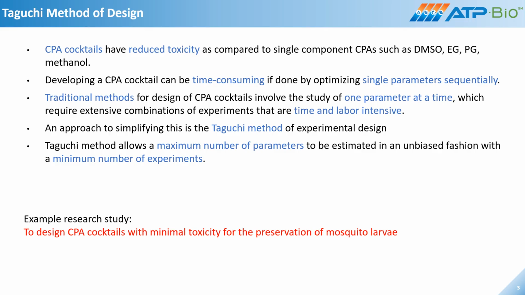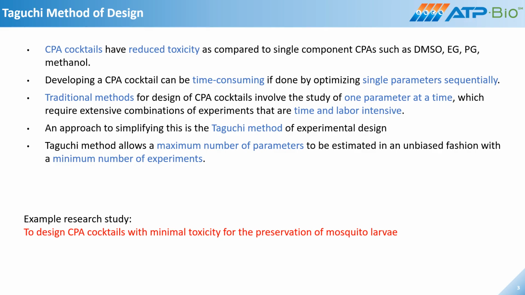Traditional methods of designing CPA cocktails involve the study of one parameter at a time, which requires an extensive combination of experiments that are time and labor intensive. An approach to simplifying this is the Taguchi method of experimental design. The Taguchi method allows a maximum number of parameters to be estimated in an unbiased fashion with a minimum number of experiments.